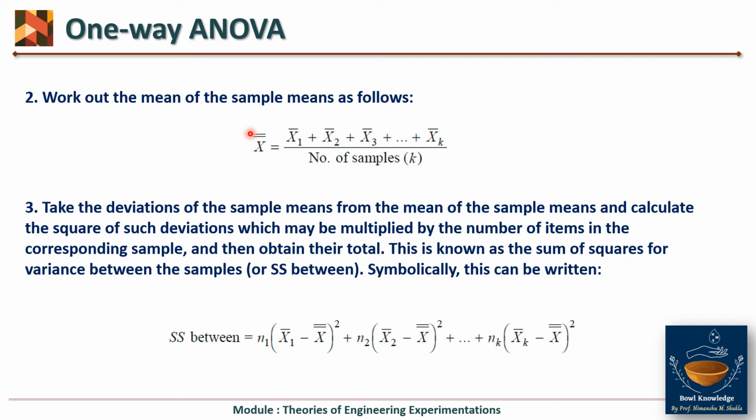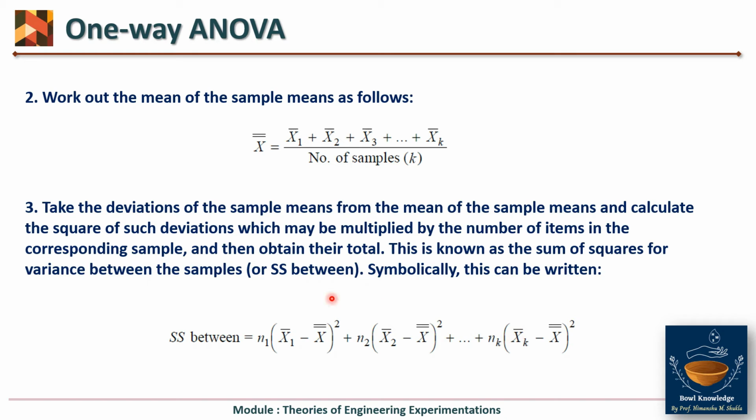So x having two bars overhead is also called the grand mean. Now number three, take the deviations. First we will take the deviation, then we have to convert it into a variance. So symbolically and mathematically we have this equation.